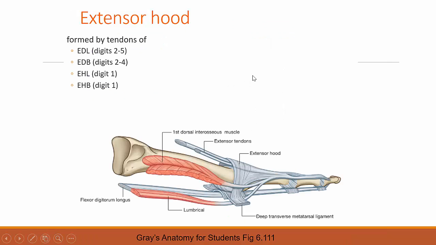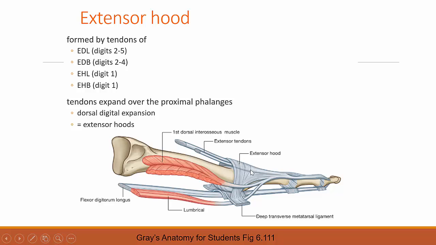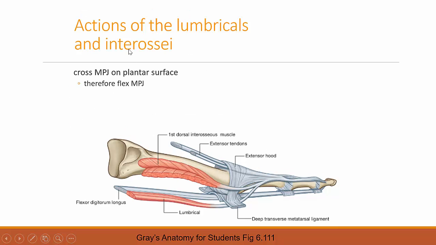Just a slight revision on the extensor hood, and just looking at what muscles are helping to form or insert onto the extensor hood. We have our extrinsic muscles, our extensor digitorum longus or extensor digitorum brevis, or for digit 1, extensor hallucis longus or extensor hallucis brevis. So we see our digitorum longus and brevis inserting and forming our extensor hood. The tendons of these muscles expand over the proximal phalanges, forming our extensor hood. The lumbricals and the interossei also insert onto the extensor hood.